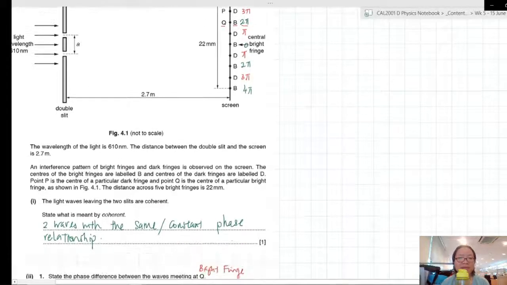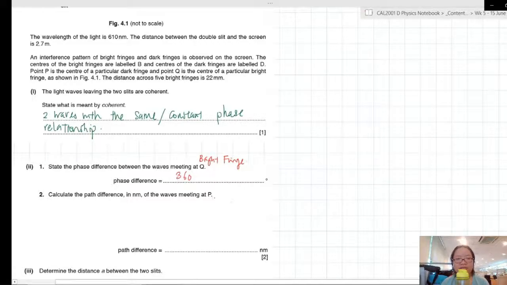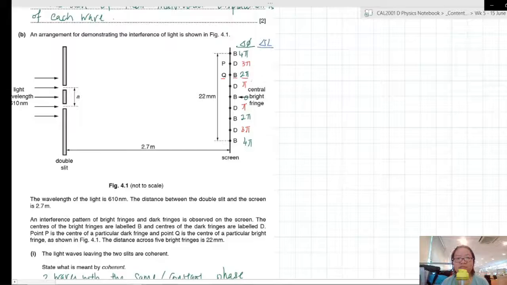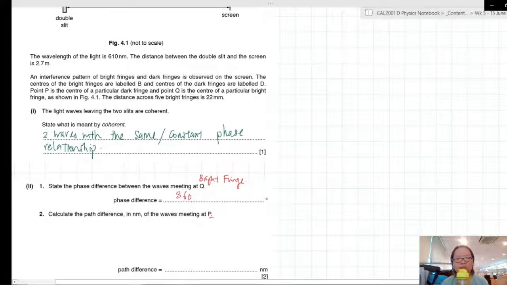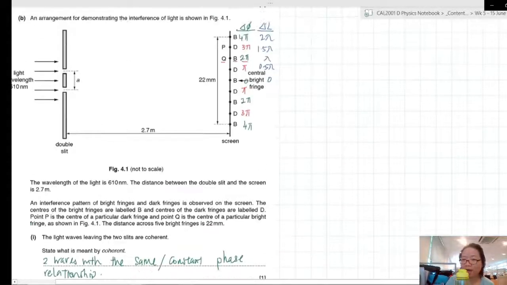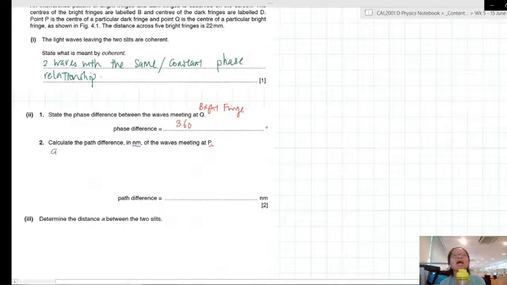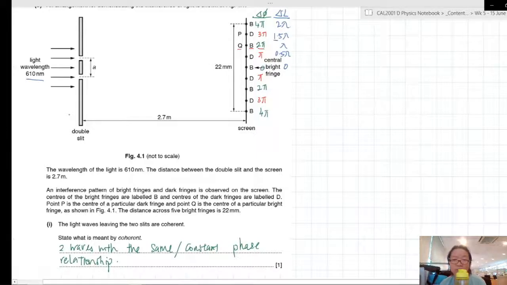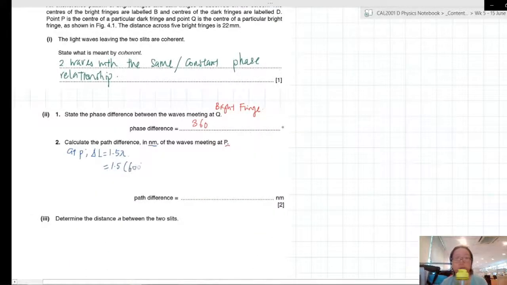Okay, next part. Calculate the path difference in nanometers of the waves meeting at P. So at P you have a dark fringe. Start again: half lambda, 1 lambda, 1.5 lambda, 2 lambda. So at P, your path difference is 1/2 lambda. We put 1/2 lambda there, and we already have lambda, 610 nanometers, so just substitute.